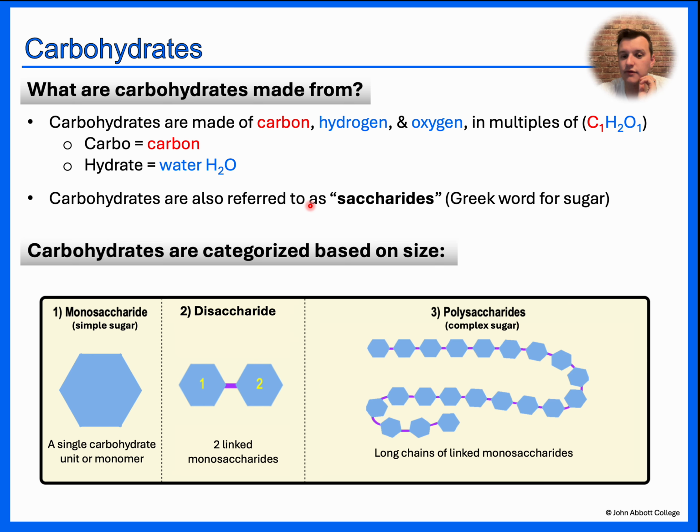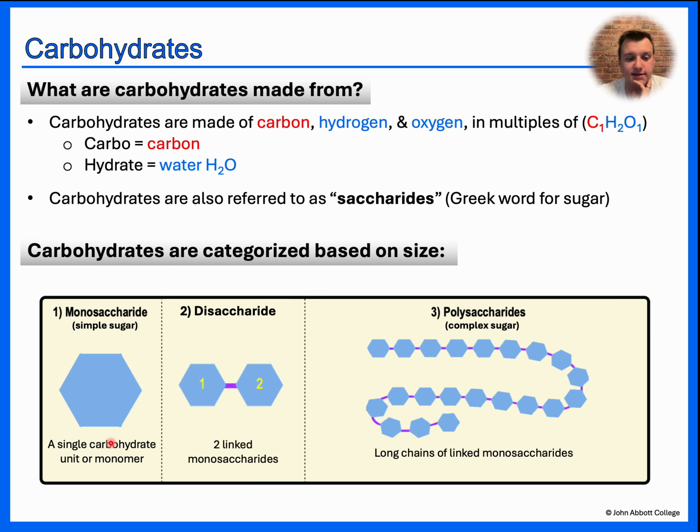Carbohydrates are also referred to as saccharides sometimes. Monosaccharides, polysaccharides. This is the Greek word for sugar, actually. So we'll take a look at this in a bit. Monosaccharides, also you might have heard the term simple sugars, right? So this is a monosaccharide. We draw it as a hexagon, but each of these corners is actually a little carbon molecule that's there.